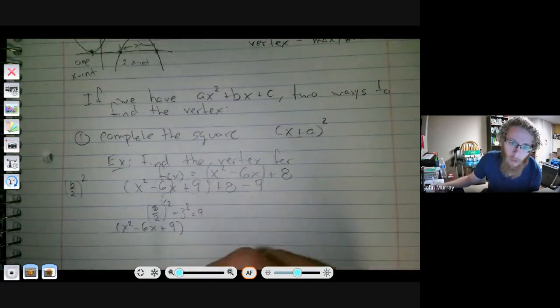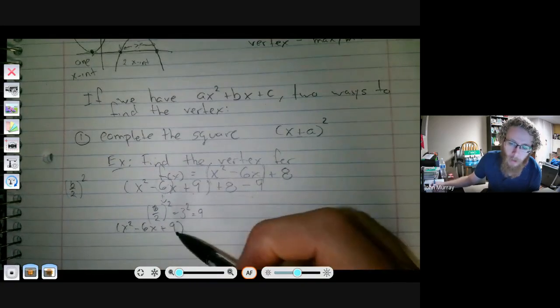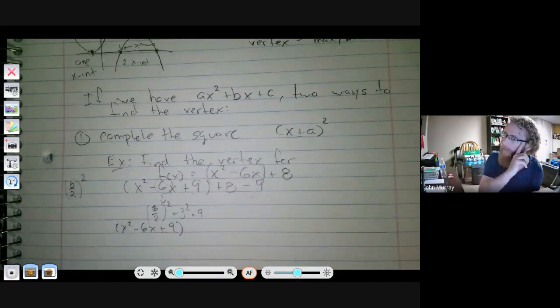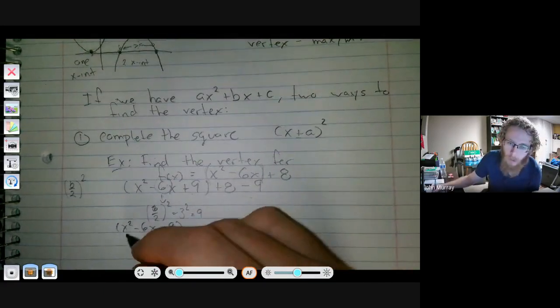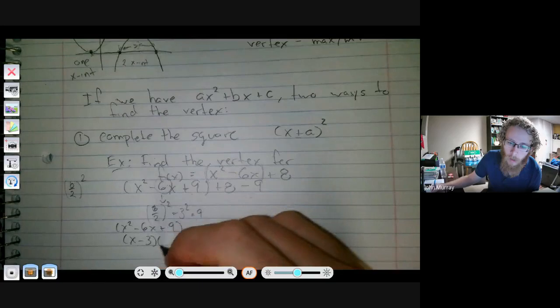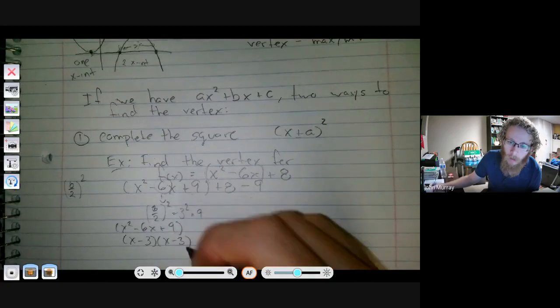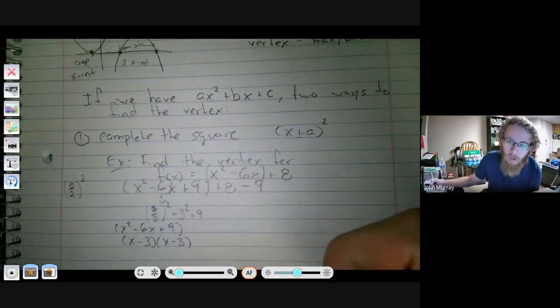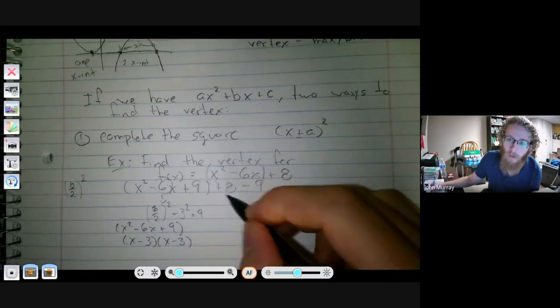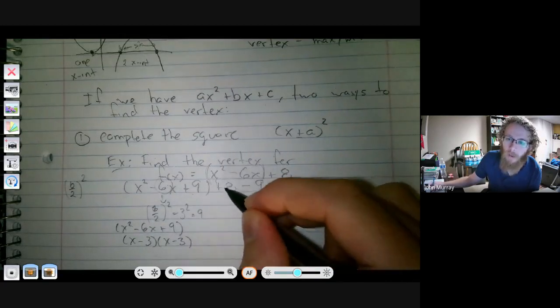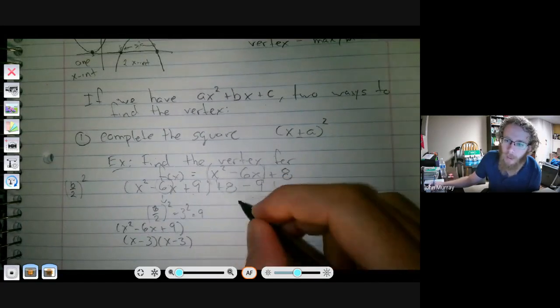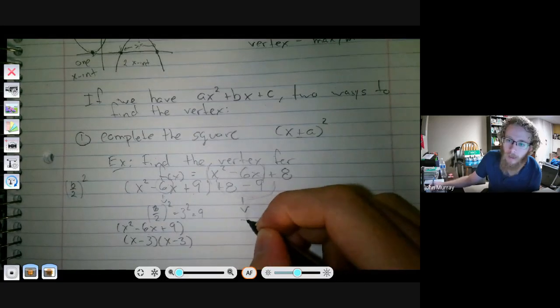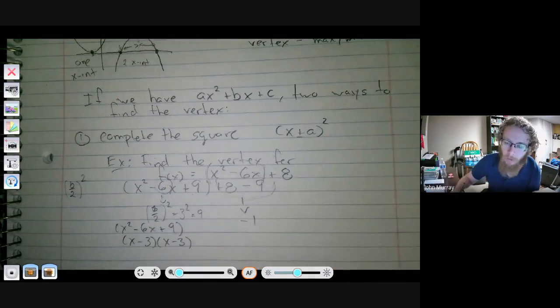Okay, this is a perfect square, right? Two numbers that multiply to 9 and add up to negative 6 would be negative 3: x minus 3, x minus 3. On the outside, we're just going to simplify. Positive 8 minus 9 gets us a negative 1.